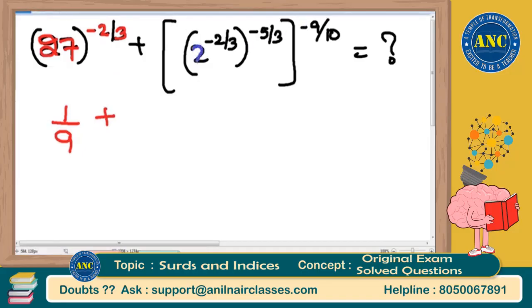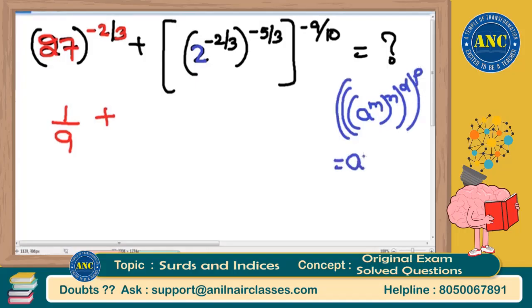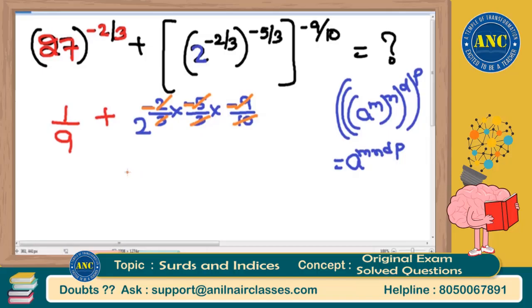Similarly, 2 power m, whole power n, whole power p. These all are nothing but equal to multiplying the powers m, n and p. Same logic. This will give me 2 power minus 2 by 3 into minus 5 by 3 into minus 9 by 10. Simple. If I simplify further, 3 into 3 will cancel with 9, 2 into 5 will cancel with 10. There are 3 negatives. When multiplied, we get a negative sign itself. So 2 power minus 1 is what I have in the numerator.